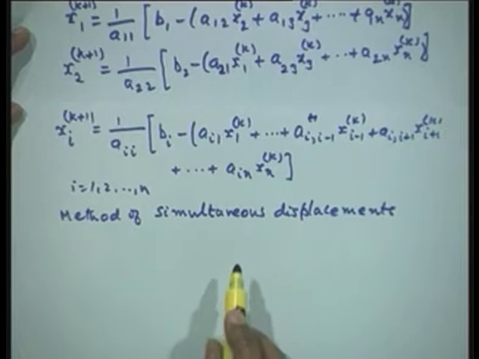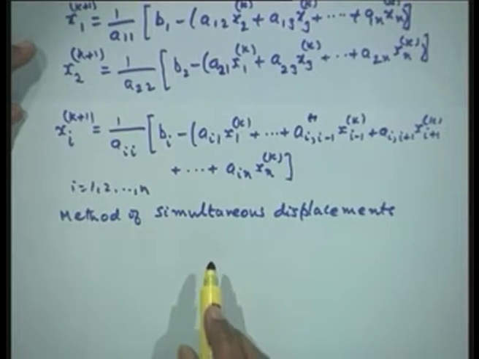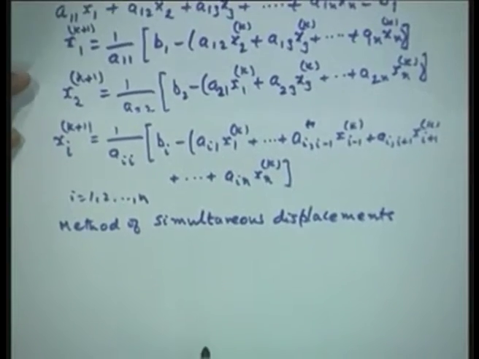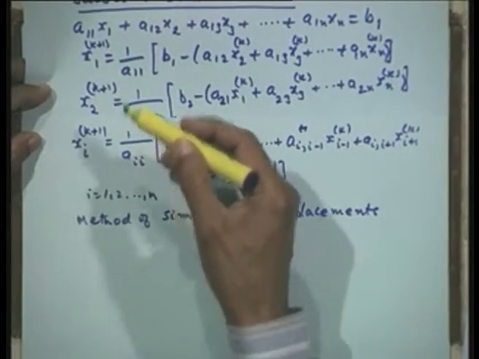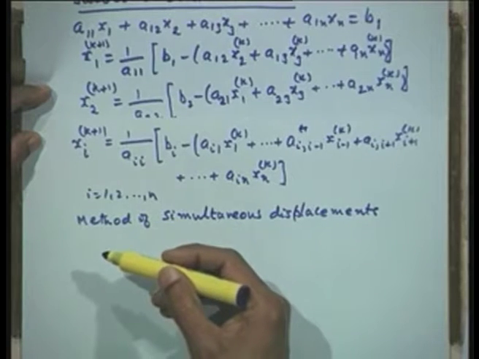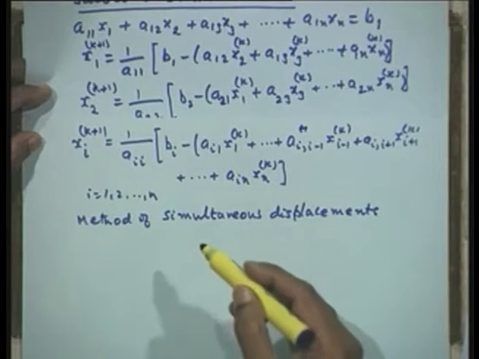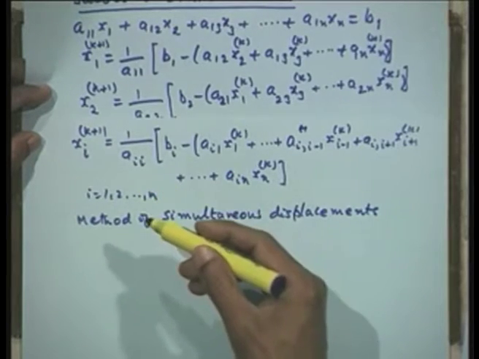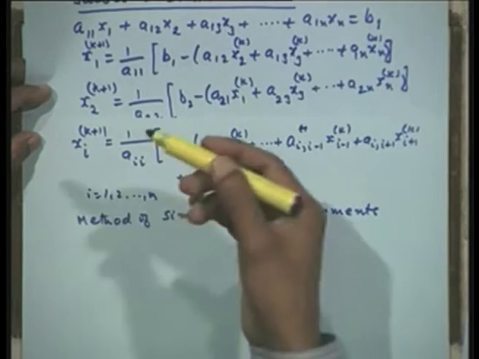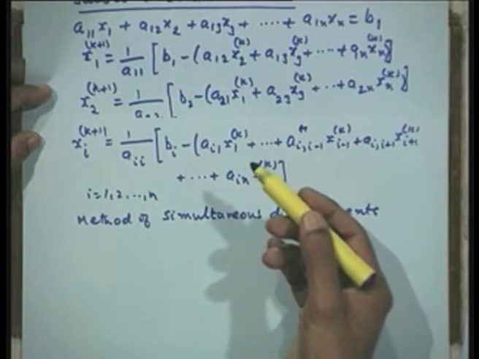Now, an important thing to note here is that these equations are being solved: first equation for first variable, second equation for second variable, and so on, nth equation for nth variable. Therefore, the convergence property of this would depend on the order in which you are solving. If you interchange an equation, the properties are going to change.